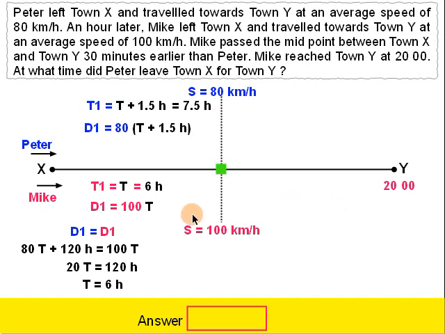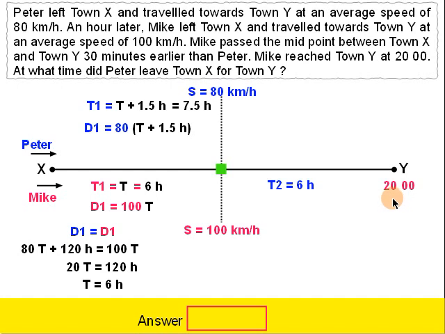Since Mike was traveling at an average speed of 100 km per hour for the whole journey, without any stopping and change here, he would need to take another 6 hours to reach Y. And then he reaches Y at 2000 hours.